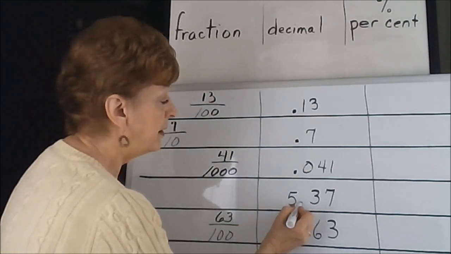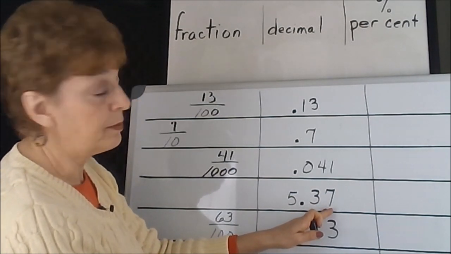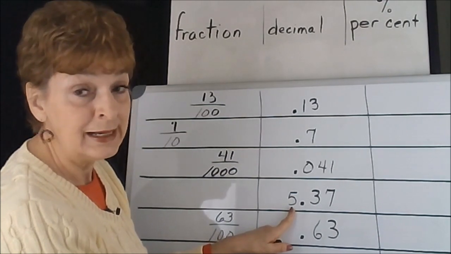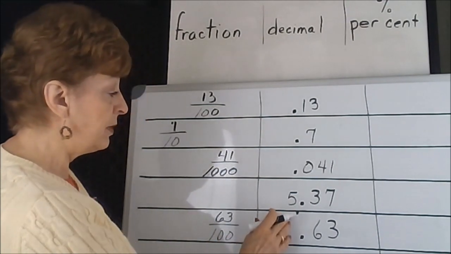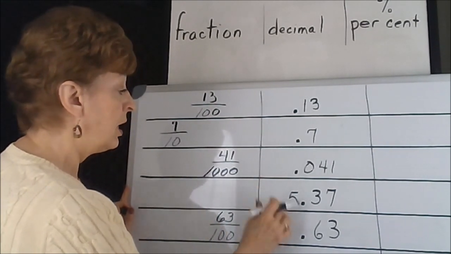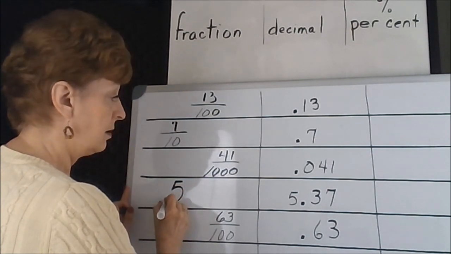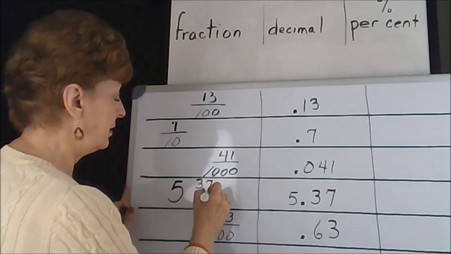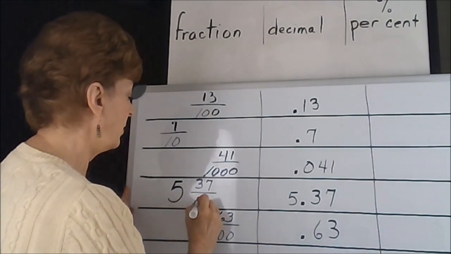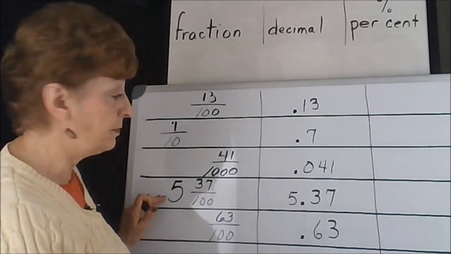Our decimal point is separating the fractional side of the number from the whole number part. So 5 happens to be in the ones column. That's a whole number. So when we transfer this to our fractional side, the number is written 5 and 37. Now we're going to look. The 7 is in the hundredths position. So that's how we would show this fraction in lowest terms.